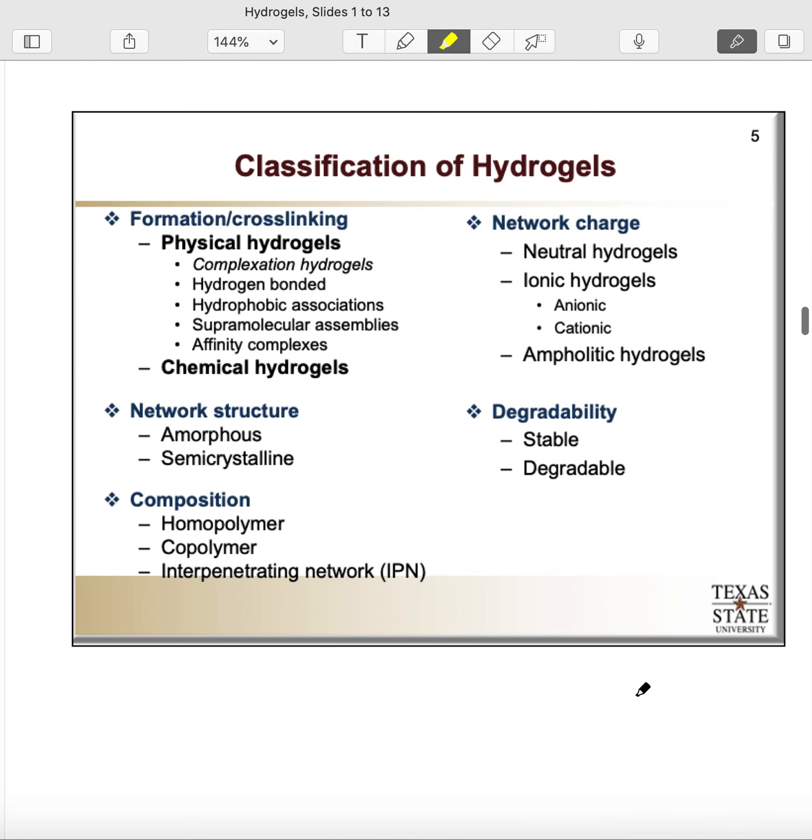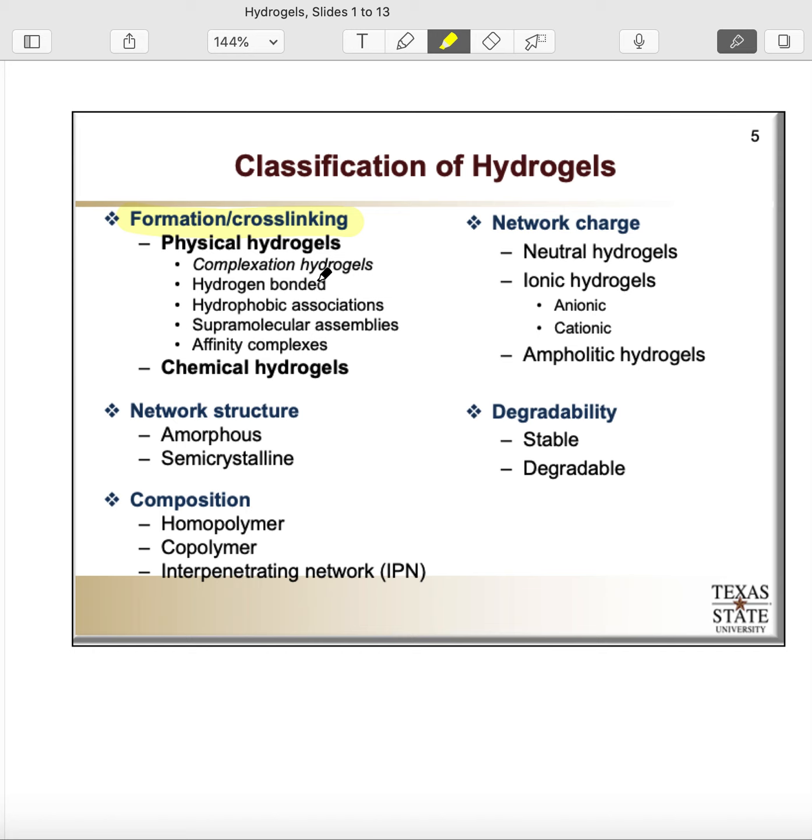All right, so hydrogels could be classified in many different ways depending on how we look at this. One of the ways is to look at hydrogel classification from the cross-linking standpoint, or how the hydrogels are formed. In that regard, these hydrogels would be classified into either physical hydrogels or chemical hydrogels. Physical hydrogels are those that are held together through non-covalent interactions. I should mention that those physical hydrogels are sometimes called complexation hydrogels because they're being held by complexes. Those complexes could be things like hydrogen bonding.